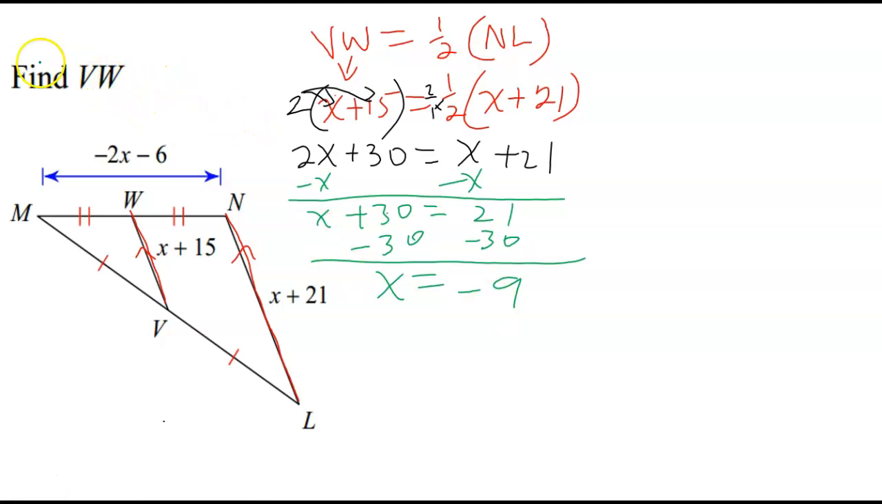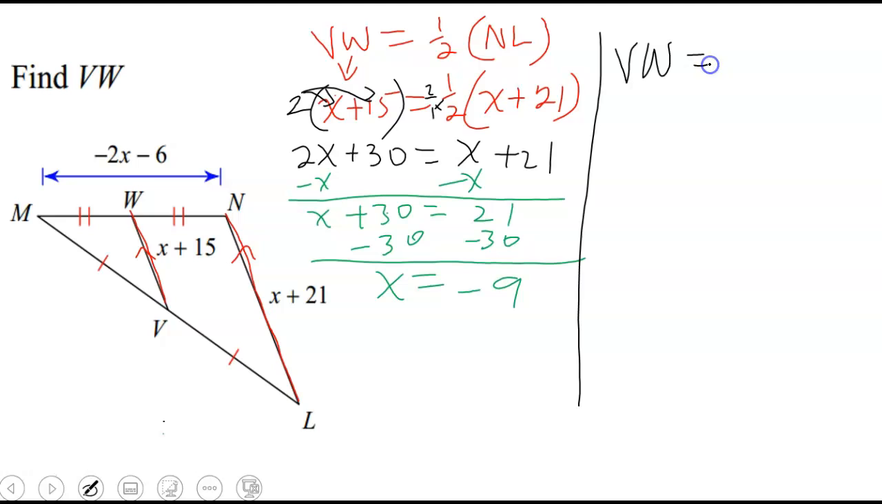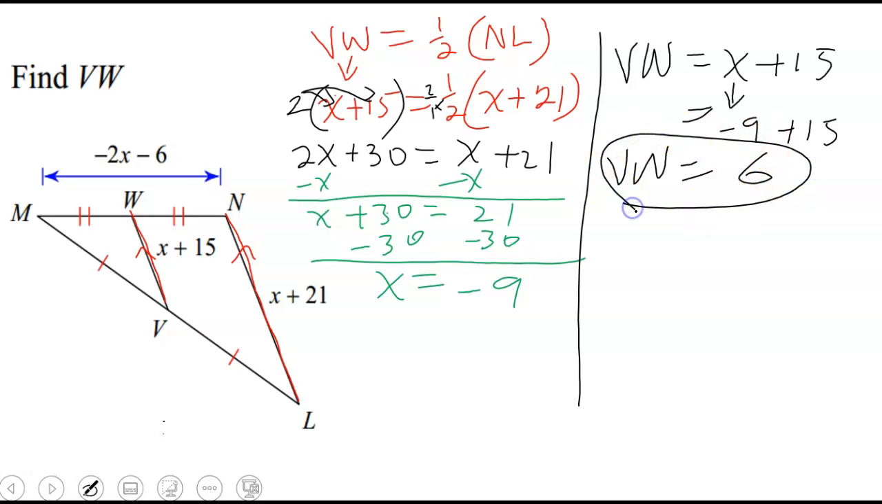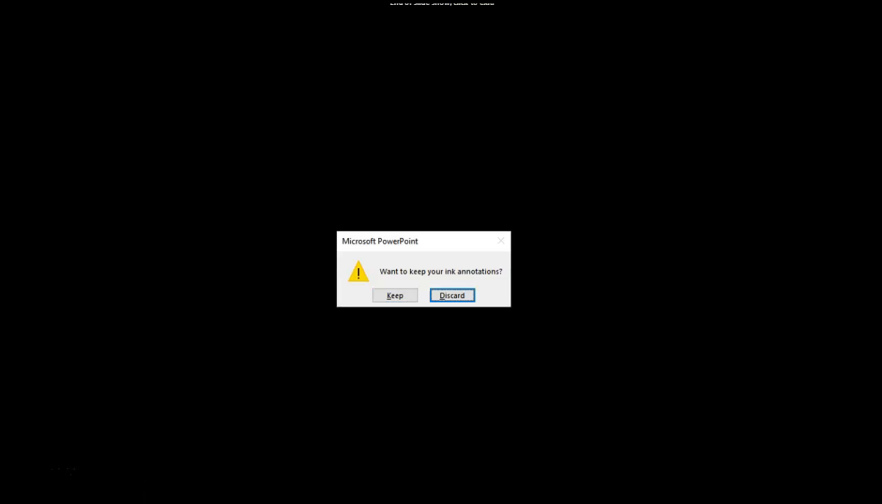And so we are not done. We are asked to find VW. So the VW expression is this one, x plus 15. So x is -9. -9 plus 15 equals 6. So VW is 6. Alright, so that's that. Hope you got that.